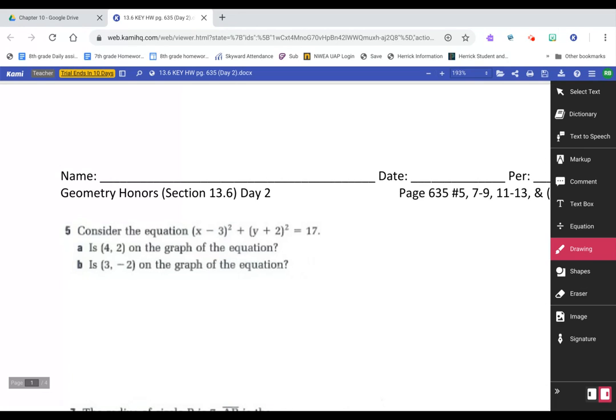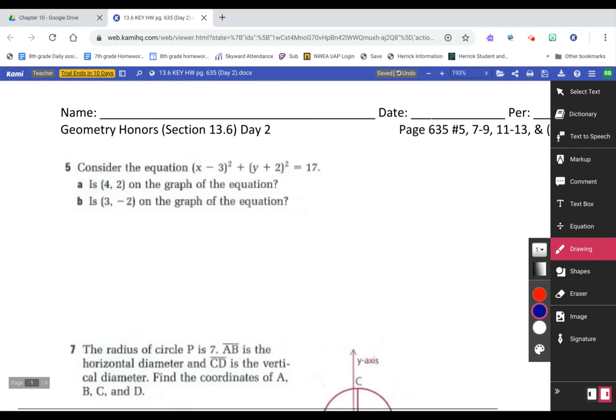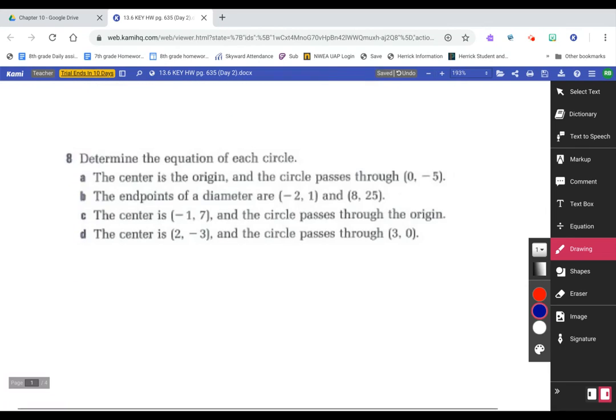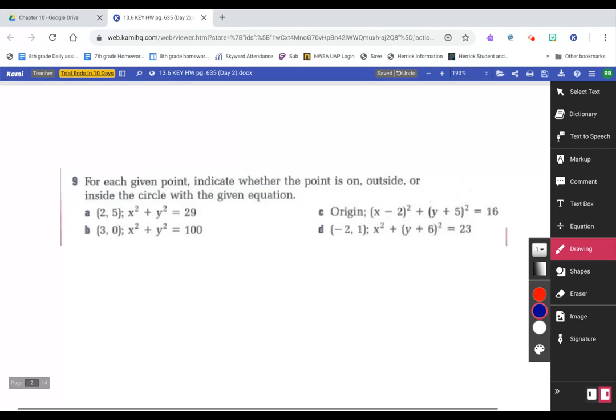Okay, so for this lesson, I'm just going to rewrite the equation on top. So our equation of a circle was (x - h)² + (y - k)² = r², the radius squared. Number 7 and 8, you can do. Let's start with number 9.